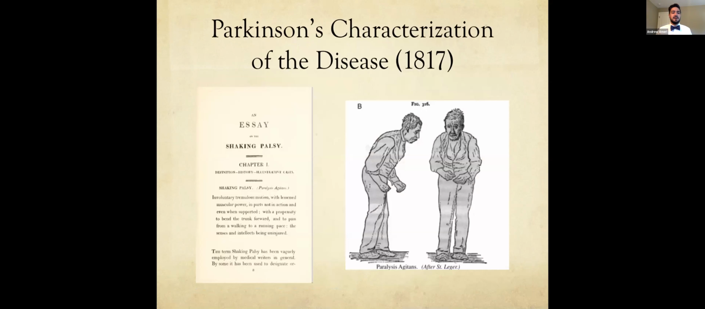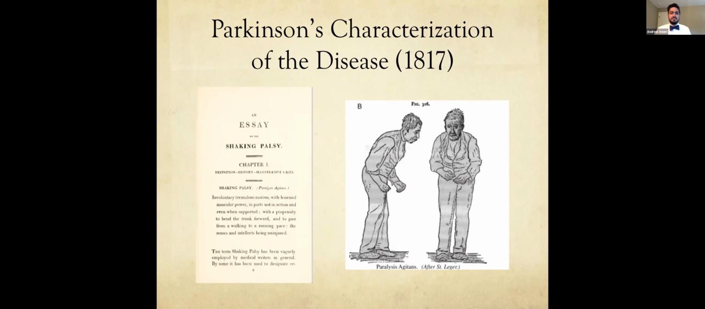On page 1 of his essay, Dr. Parkinson describes the shaking palsy. And he says, as you can see up here, "Involuntary tremulous motion with lessened muscular power, in parts, not in action, and even when supported, with a propensity to bend the trunk forward and to pass from a walking to a running pace, the senses and intellects being uninjured."